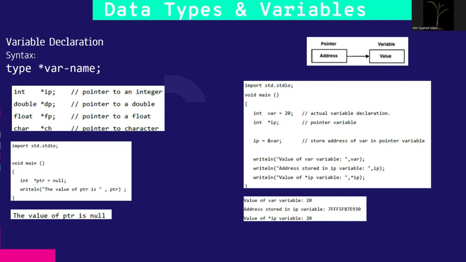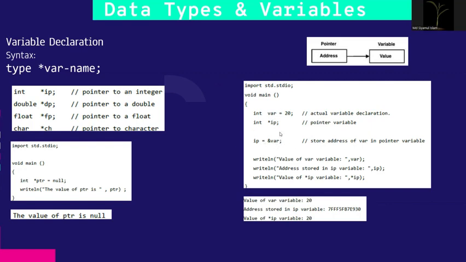And here is an example. For example, it is an integer variable whose value is 20, the actual variable declaration. And we have also declared a pointer whose type is integer. That means pointer to integer. And this IP can hold the address of any integer variable. Now we are assigning the address of this variable with the ampersand sign, that means storing the address to IP. That means this IP is now holding the address of var.